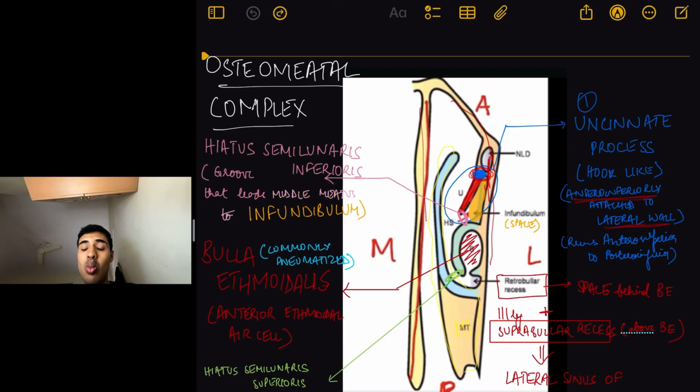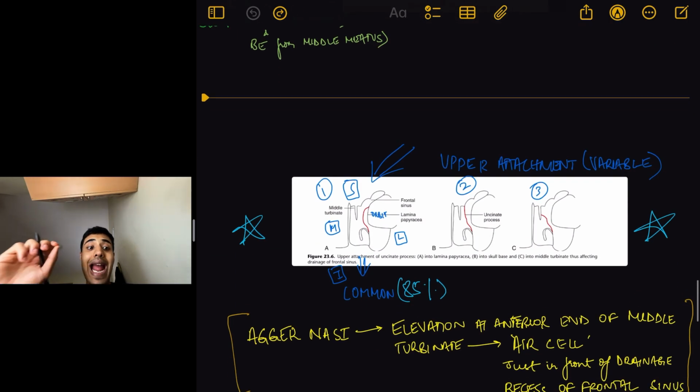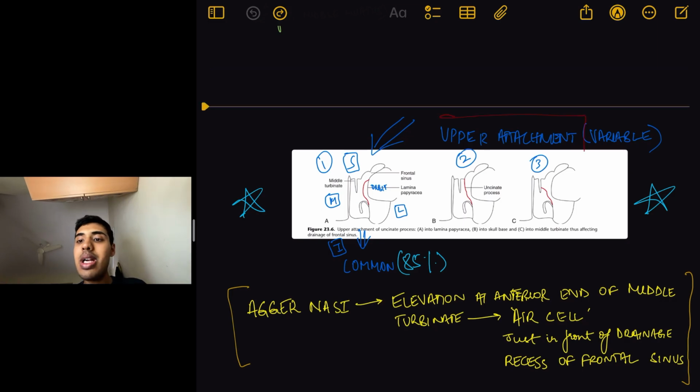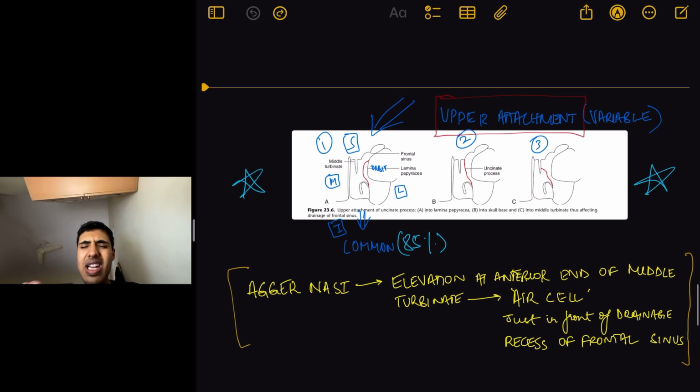Then the most important thing is the antero-superior attachment, or just the upper attachment of the uncinate process. This is variable in nature. There are three main upper attachments. 85% most commonly, from the inferior turbinate, that is the posterior-inferior attachment, and the anterior-inferior attachment, as I said, is a lateral wall of the nasal cavity. It goes and attaches to the lamina papyracea.